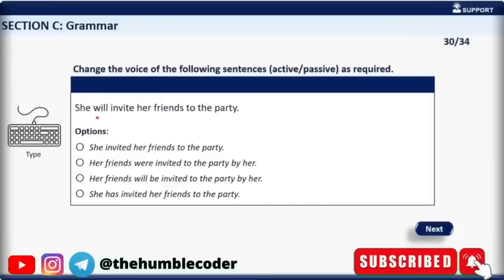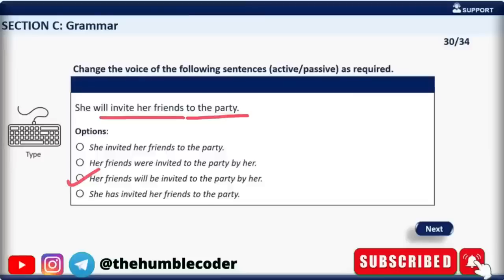She will invite her friends to the party. Okay, the options that we have are: she invited her friends to the party, her friends were invited to the party by her, friends will be invited to the party by her, and the fourth option is, she has invited her friends to the party. Now guys, before we look at the answer of this question, I want all of you to pause the video for a moment and think of the answer before directly jumping onto the solution. This will help you practice in a better way. Okay. Now let's see the answer for this question. The answer for this question is going to be, her friends will be invited to the party by her.